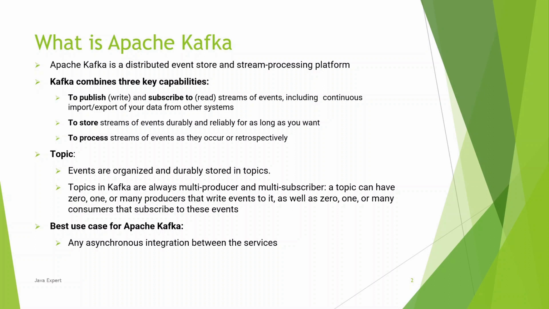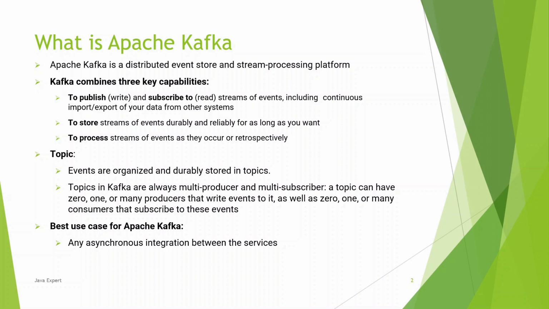Next, we will discuss topics in Apache Kafka. A topic is one of the important, main components in Apache Kafka. Whenever you publish any message or event, it is stored in the topic. So events are organized and durably stored in topics. Topics in Kafka are always multi-producer and multi-subscriber, which means more than one producer can publish a message to a particular topic. In the same way, more than one consumer can subscribe to and receive the message from the topic. That's why they mention multi-producer and multi-subscriber.